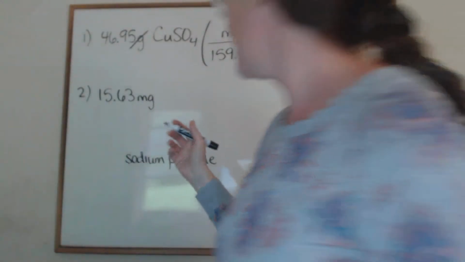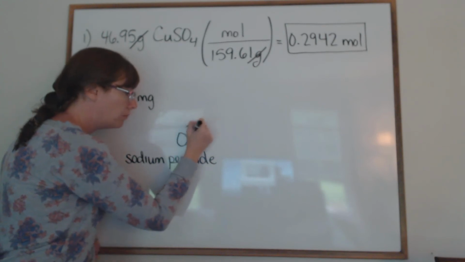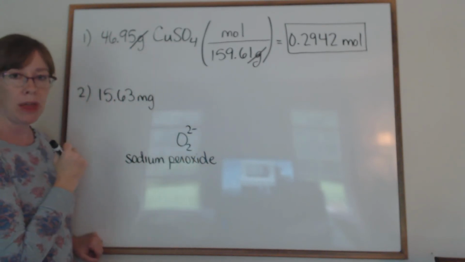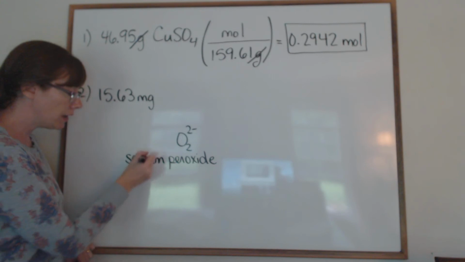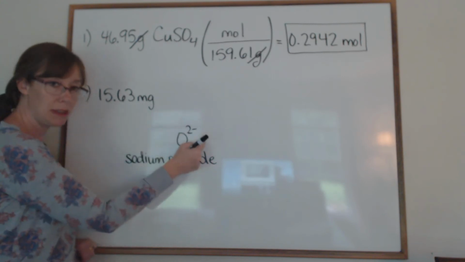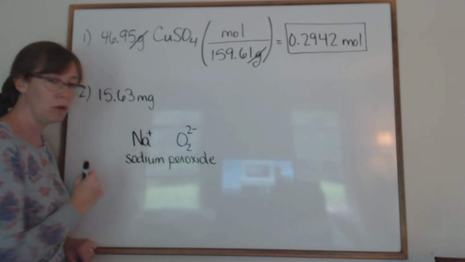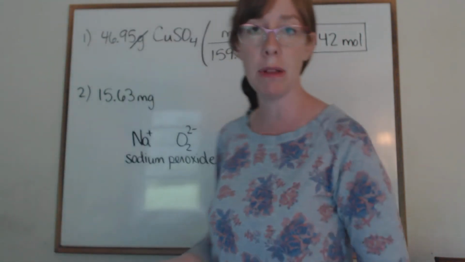And peroxide is the O2 2- ion. Okay, that's peroxide. Sodium, of course, is the metal. Okay, and it must be in the ionic form because it's with an anion, so it must be the cation. And in its group, you'll remember, it is the Na+.